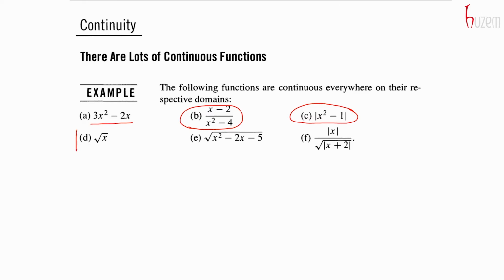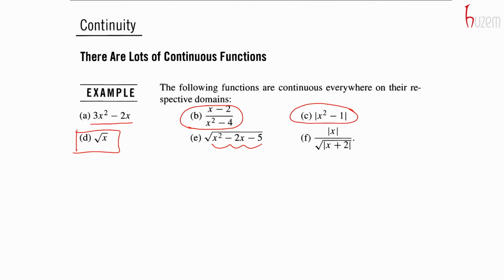And domain of square root of x is the set of all non-negative real numbers. So this function is continuous everywhere on its domain. Similarly for the others. So these functions, composition of a polynomial, quadratic polynomial here, and square root of x function, the composition is continuous whenever it is defined.